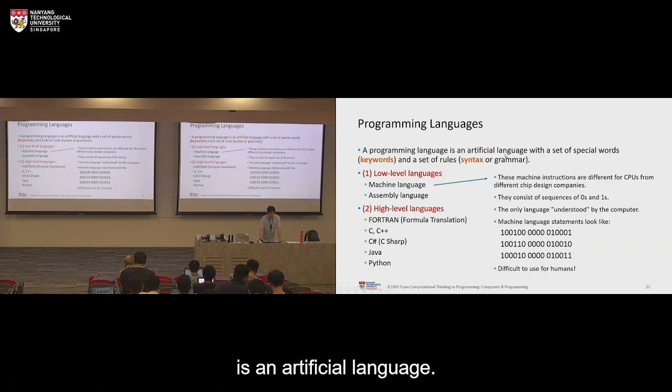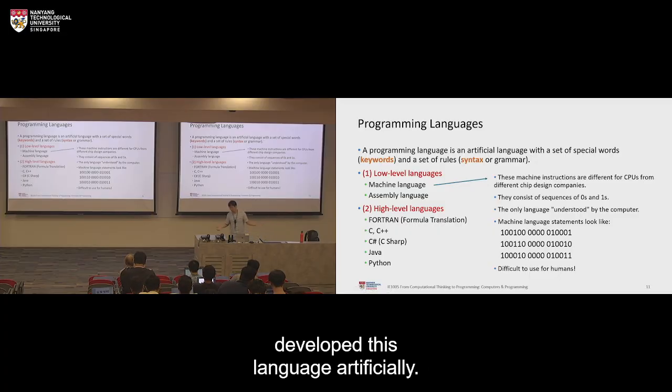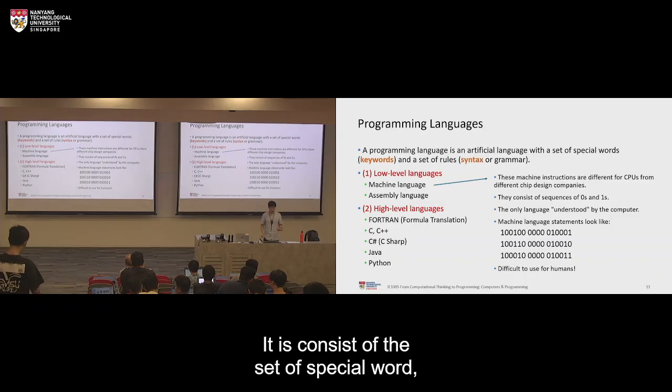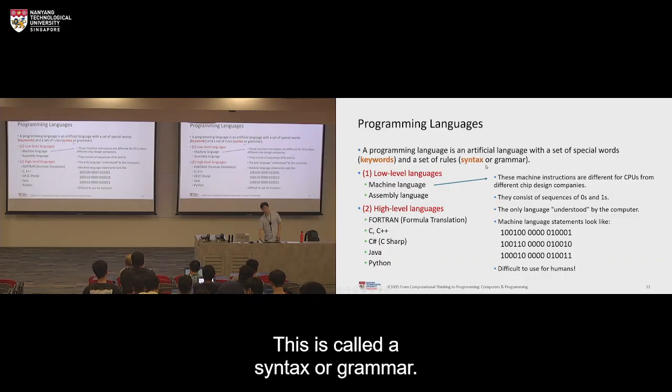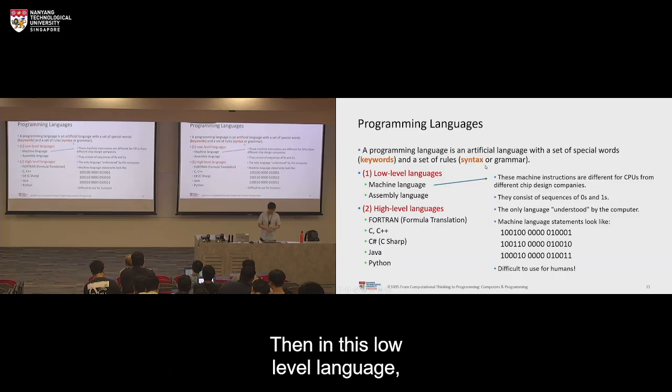So a programming language is an artificial language. Of course, humans developed this language artificially, and it consists of a set of special words, which are keywords, and a set of rules. This is called the syntax or grammar.